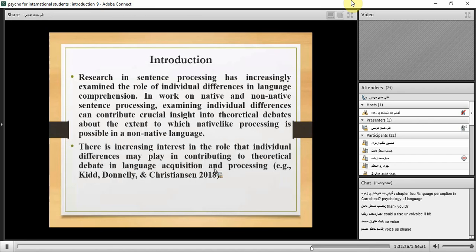Okay, thank you. Native language and non-native language processing theories that predict first and second language processing are quantitatively similar would predict that second language processing be native-like if individual differences are accounted for.